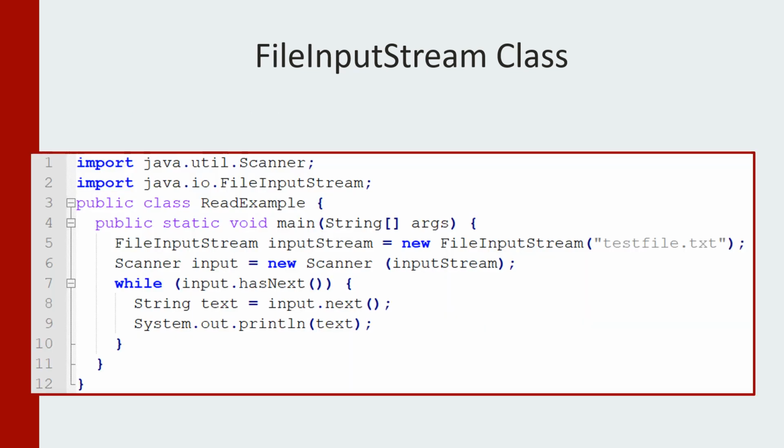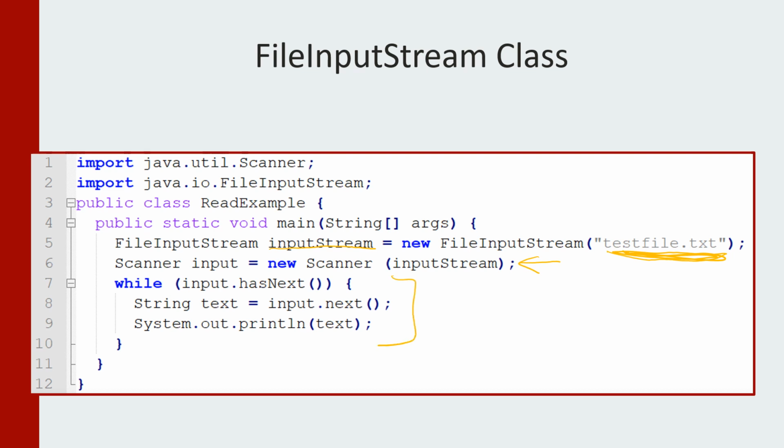So let's look at an example that has a little bit more worked out code for you. Here I have a FileInputStream, and I've called this new object inputStream. I'm going to read in some file called testfile.txt. Then I'm going to create a new Scanner object, and now I have a while loop. While input.hasNext, keep reading the file and then print it to the terminal.